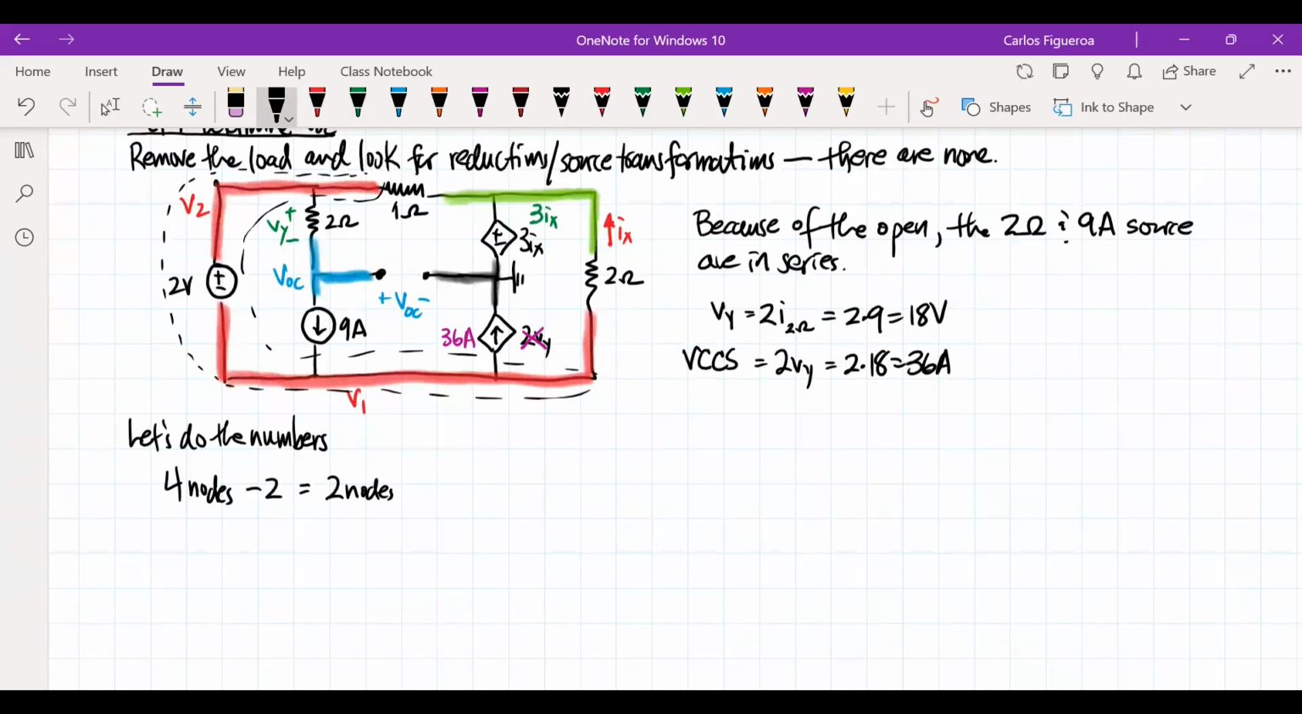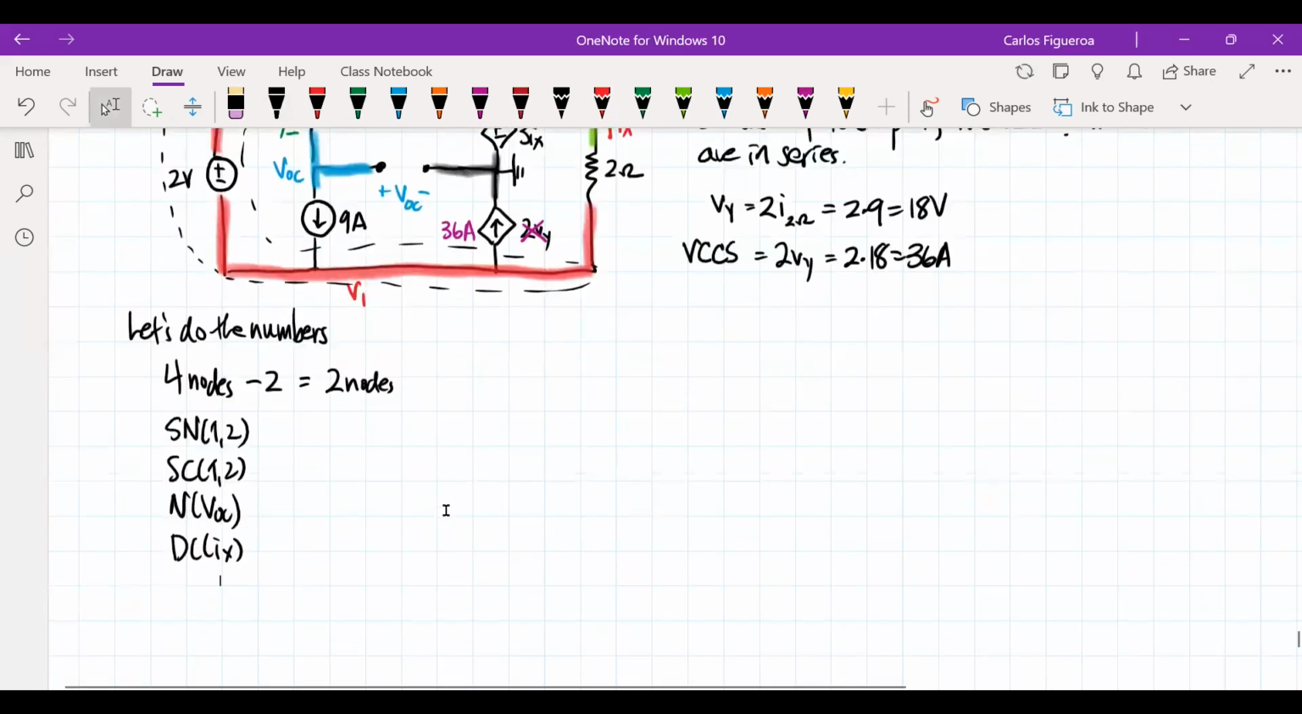There's my super node right there. So that means if I look at this, I have a super node. Actually, I'm not going to put it there. I have a super node right here between 1 and 2. And then I have a super condition between 1 and 2. Then a regular node that I have is VOC. So then I'm going to have a node for VOC. Note that that's a known node right there, 3IX. And then I have a DC for IX, no VY. So if I look at this thing, that means I have 4 equations, 4 unknowns.